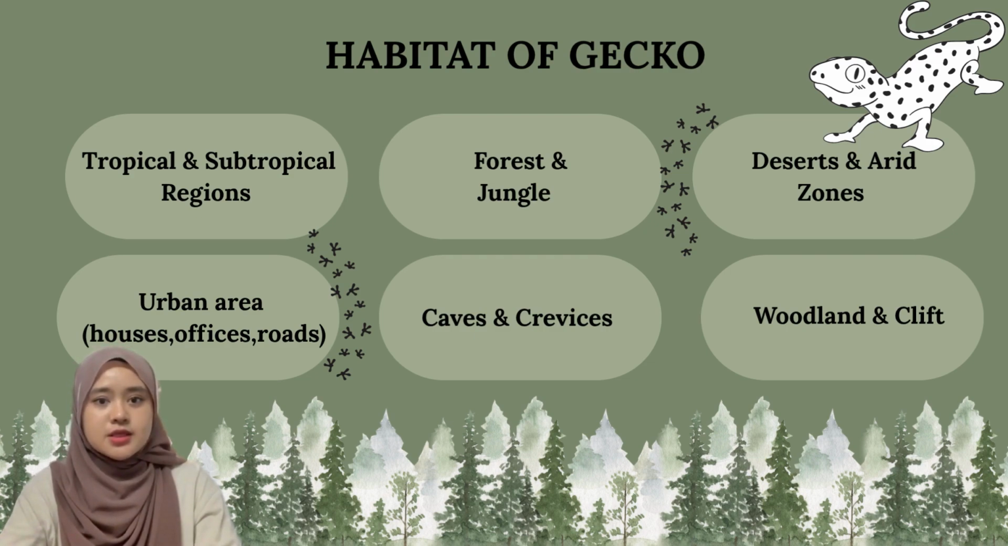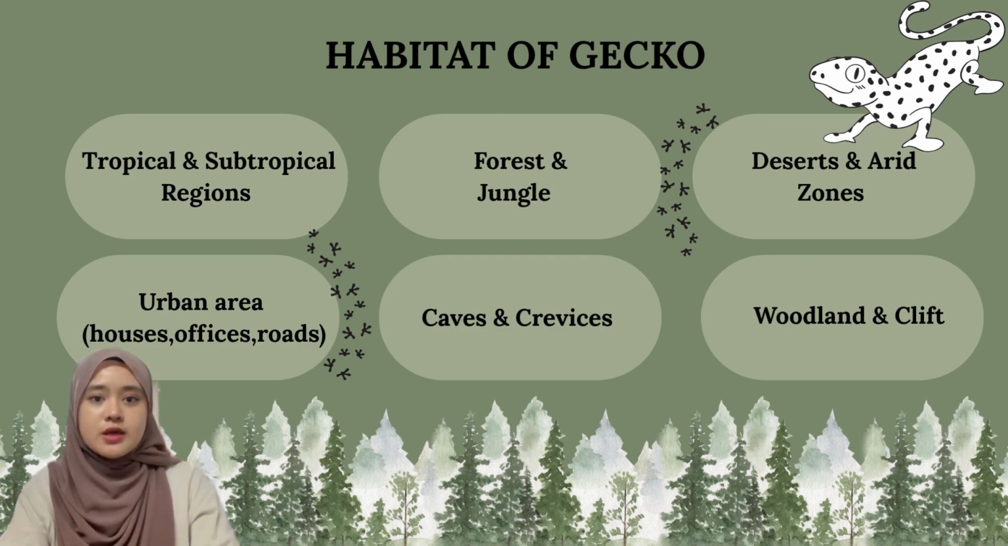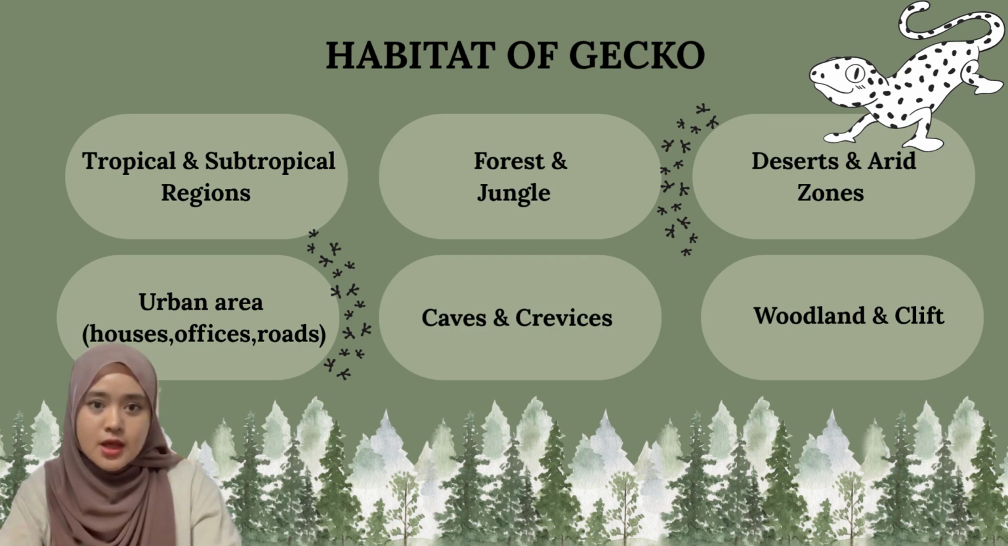Urban areas such as houses, offices and roads, where they thrive by finding and feeding on household insects. The cliff and crevice, which provide shelter and cooler microclimate. The woodland and cliff, where they can find natural hiding spots and ample food sources. Geckos are found in both natural and man-made climates, showing their amazing ability to survive in diverse habitats.